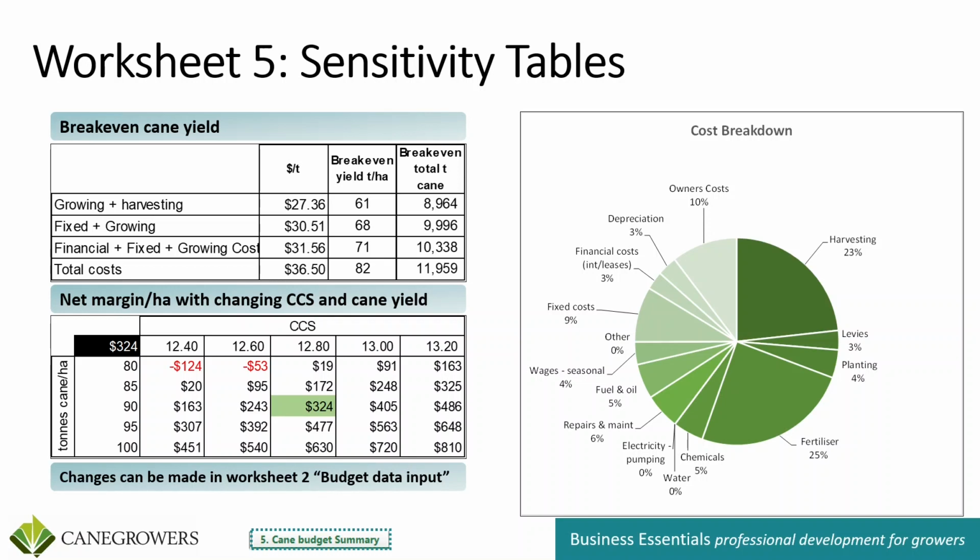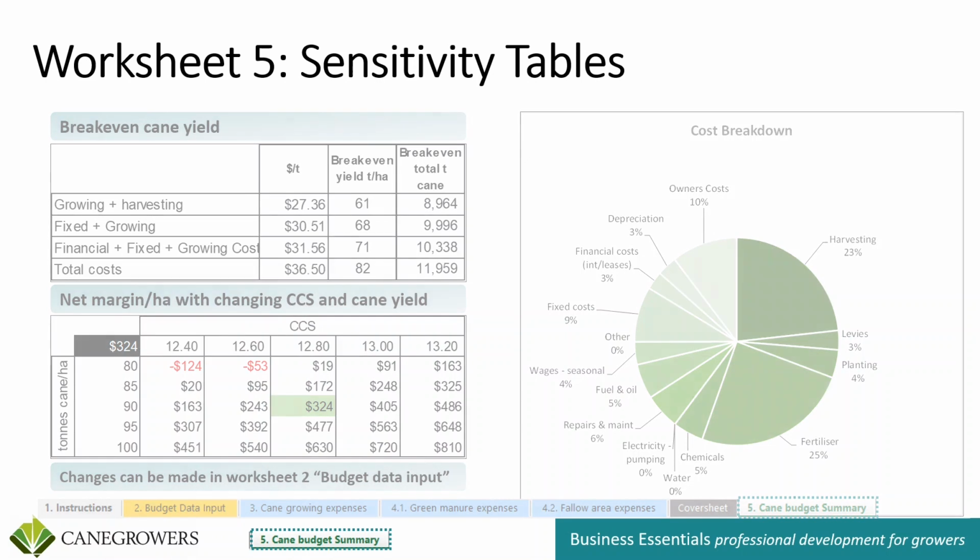This provides a sensitivity range for yield and can answer the question, if my yield is, for example, 80 tonnes per hectare, what level of cost will this cover? In this case, it would cover all of my finance costs, fixed and growing costs. But it is slightly less than total costs, so some of my depreciation and/or owner's cost would not be covered. The second table shows what happens to the net margin per hectare if CCS and/or cane yield changes.